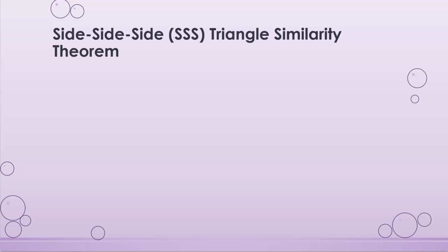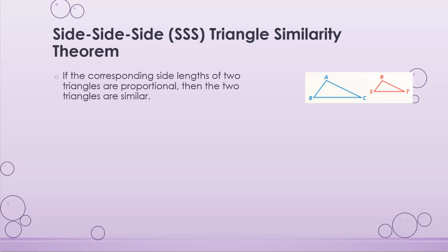Next we have the side-side-side triangle similarity theorem. So this is if the corresponding side lengths of all three sets of sides have to be proportional, then the two triangles are similar. So here it's just written out, if the side length AB over RS, then it has to also equal BC and ST, that ratio. And then CA and RS, that ratio has to be the same.